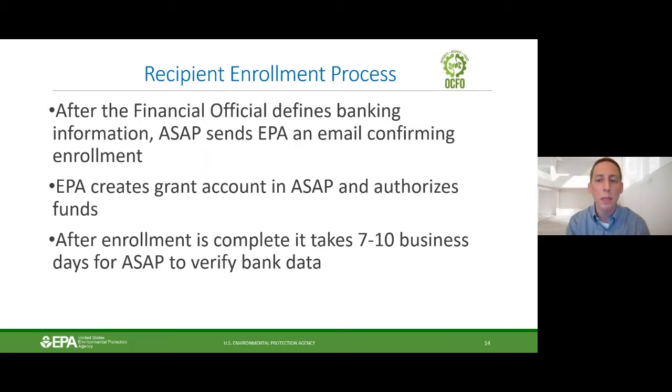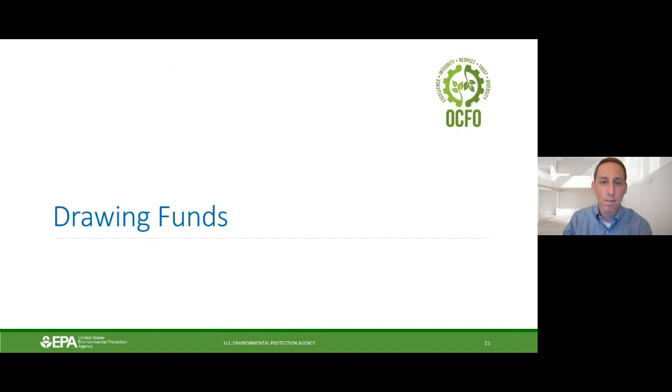After enrollment is complete, it takes 7 to 10 business days for ASAP to verify the bank data. So it's very important when you receive notification that you've received your award, and when we reach out to you, that you send that enrollment form back to us. That way we can get this process going as quickly as possible. And it's also important as the recipient organization that you complete the steps in order and you do it as quickly as possible, because sometimes it does take a while for ASAP to verify that banking data.